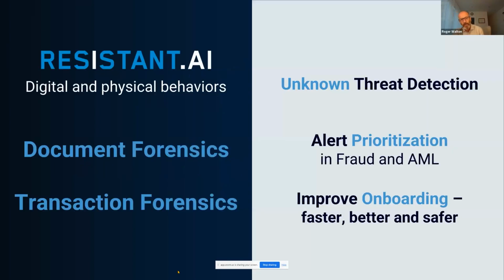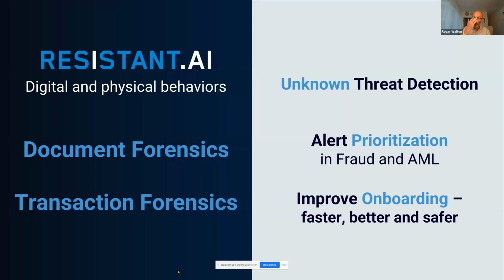So Resistant AI has a couple of core offerings where we've taken our AI machine learning. We use something called data-driven anomaly detection, as opposed to model-driven anomaly detection. This is the ability to look at vast quantities of data and find the unusual activity that you want to delve into, as opposed to finding specific behaviors. And we do this through a couple of propositions. We look at the documents, both the digital and the physical representation of who they are. And we'll also look at their transactional behavior. And we try and deliver three value propositions around that.